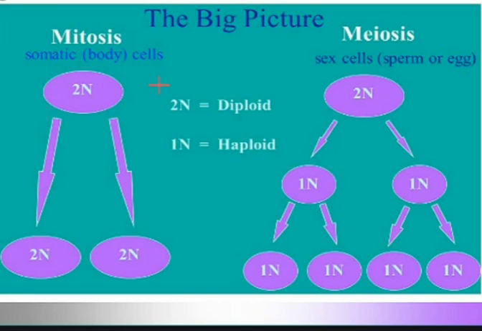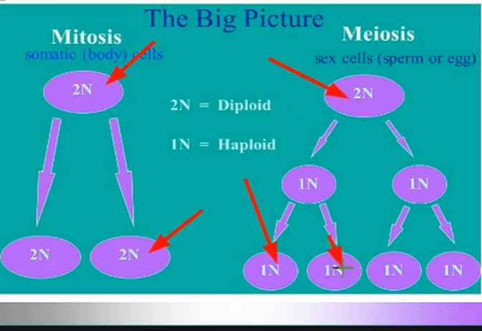The process is simple. They are just diploid. They start with 2n diploid. They are diploid when the cycle starts, and they are diploid when the cycle ends. Again, meiosis: they start when they are diploid, but they end when they are haploid.